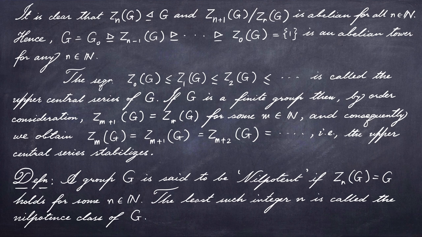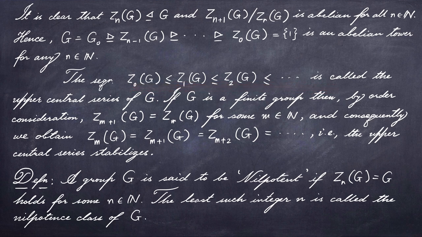So for any m, this is going to be an abelian tower in G. Now look at this increasing sequence: Z0(G), Z1(G), Z2(G). This series is called the upper central series of G.